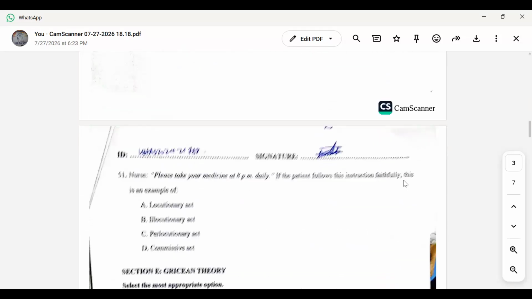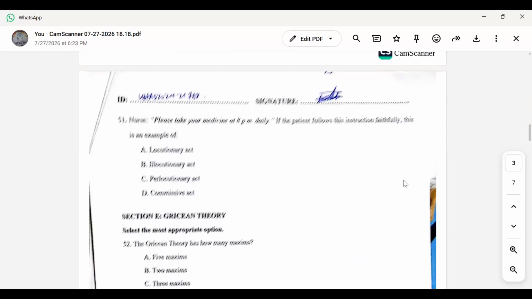This place is not very clear. I don't know how I can read it. Yeah, I can't see. Doc, please, I can't see. I myself too, I can't see. Doc, let me try. I can see. Please take your medicine at 8 p.m. daily.